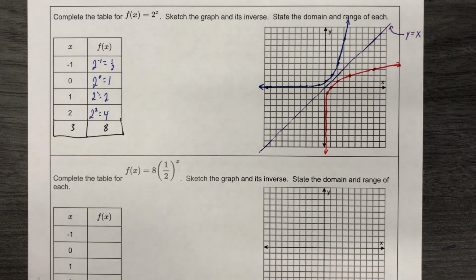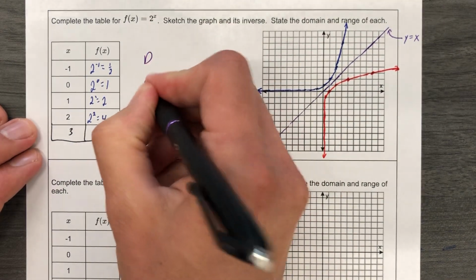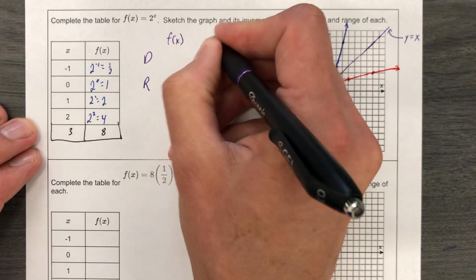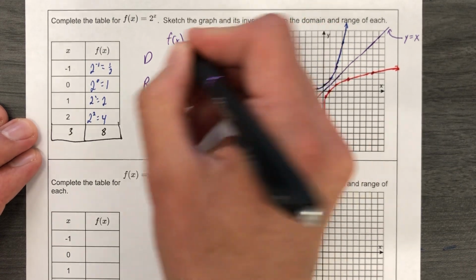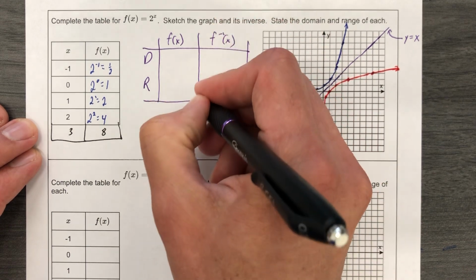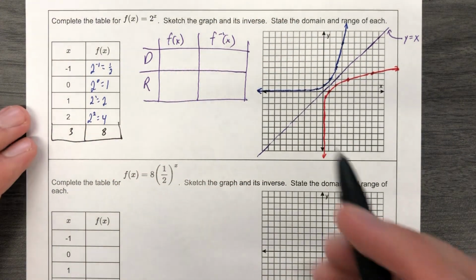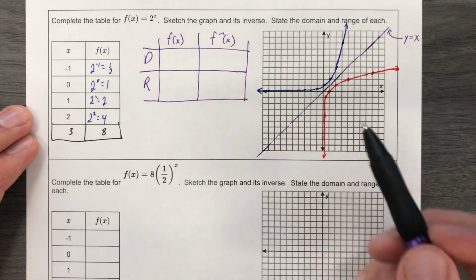State the domain and the range of each, so let's do that. All right, domain, range, f and f inverse, which again, we did not find the equation of, but we can sort of cheat on this. This is the situation where domain and range are swapped for a function and its inverse. Okay, let's look at the blue graph. That is the original function.